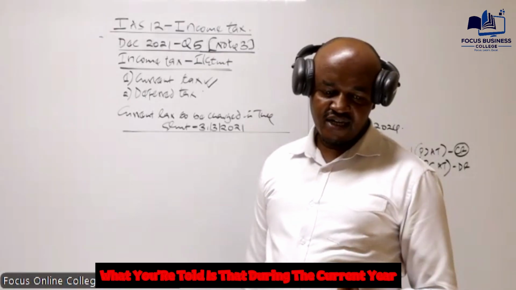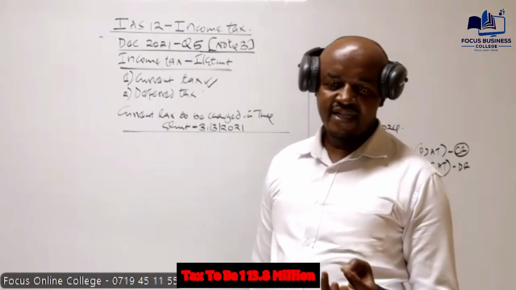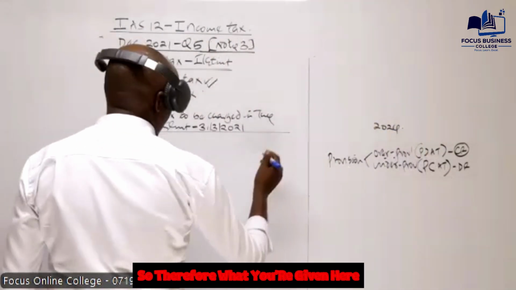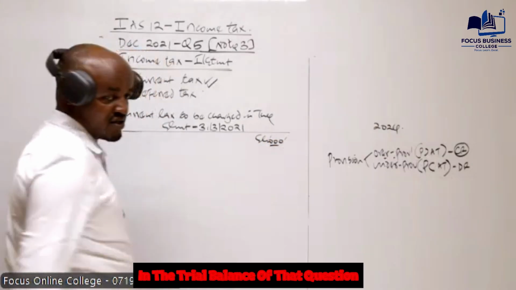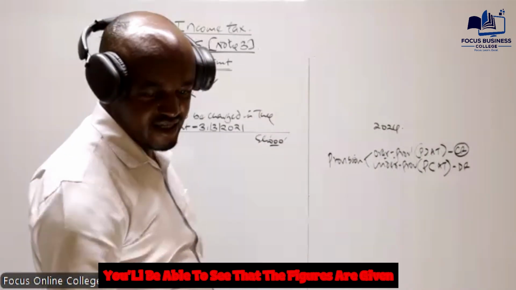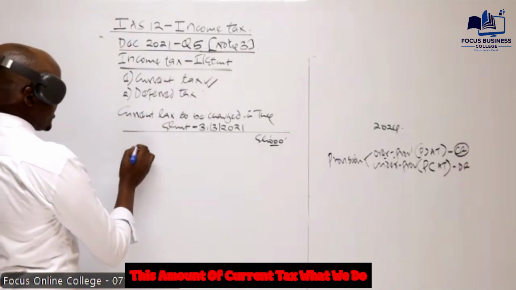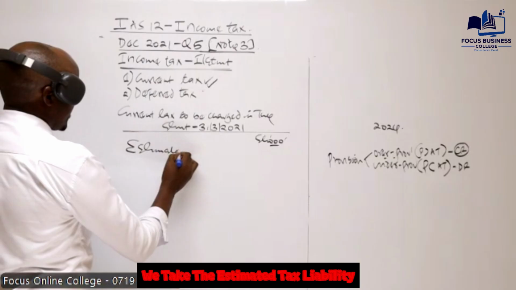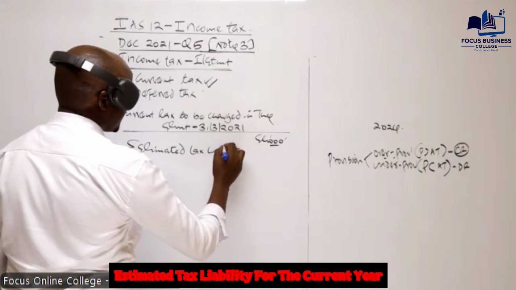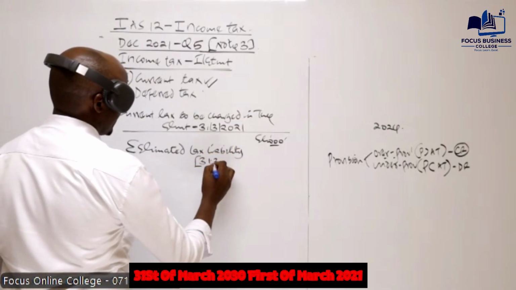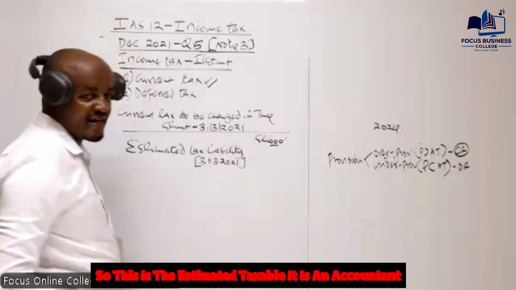So basically what you're told is that during the current year, the company estimated the income tax to be 113.8 million. And if you go back to the trial balance of that question, you'll be able to see that the figures are given in thousands of shillings. So for us to compute this amount of current tax, we take the estimated tax liability for the current year, that is the year which ended 31st of March 2021.